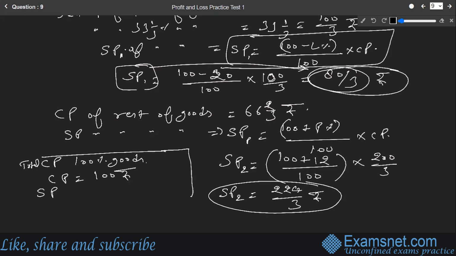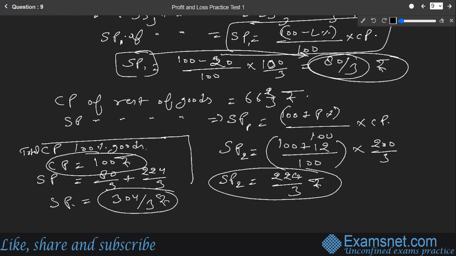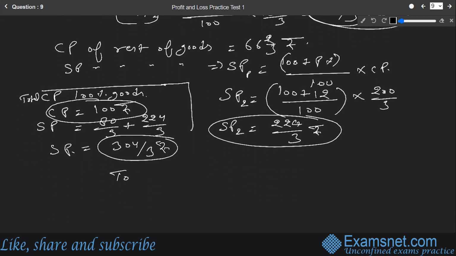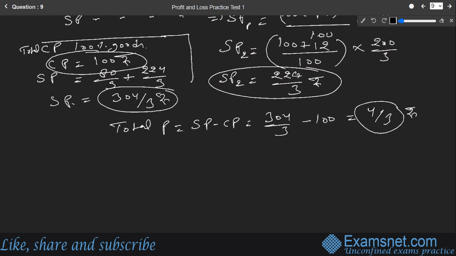How much will be the 100% goods selling price? That we have already calculated in the two deals. One is 80 by 3 plus another selling price is 224 by 3. If we add these together, this gives us 304 by 3. So this is the total selling price, and this is the total cost price, the 100 rupees. Now, how much is the profit? The total profit is simply selling price minus cost price, that is 304 by 3 minus 100, and that gives us 4 by 3. So the profit of 4 by 3 rupees has happened when the cost price was 100.